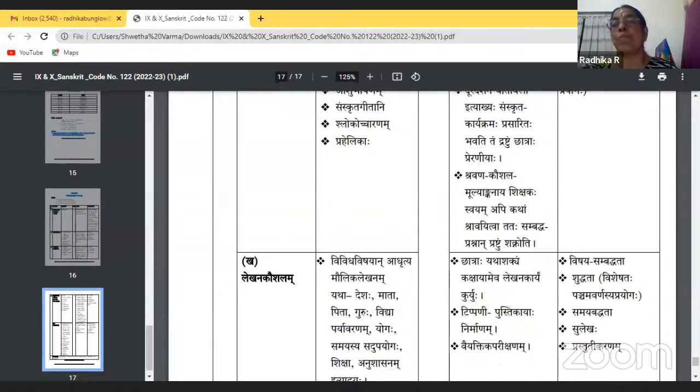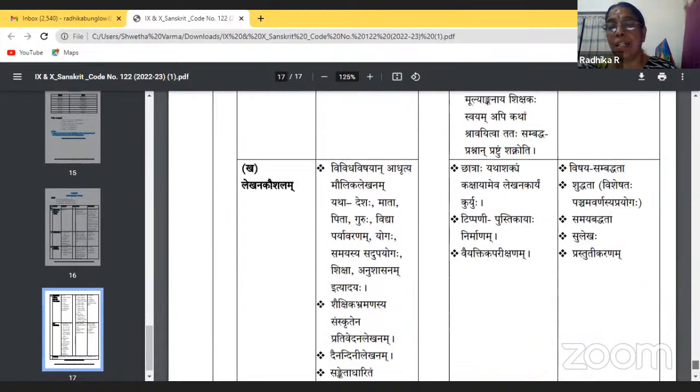So we have to give them 20 marks according to their presentation or their written work. We have to give them 20 marks. So 80 plus 20, 100 marks.